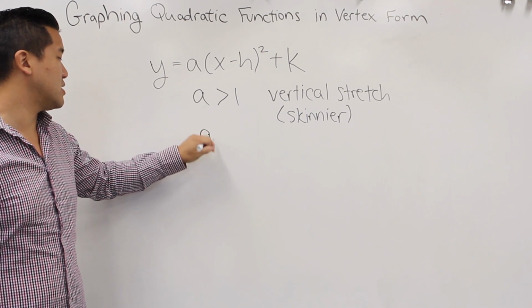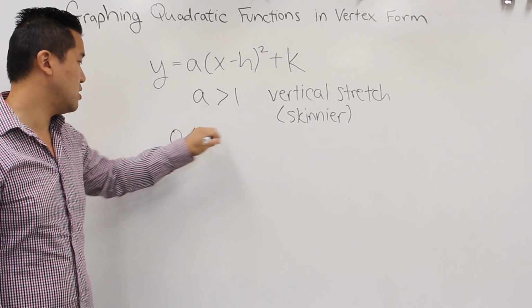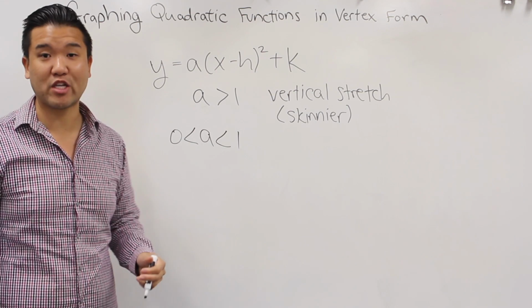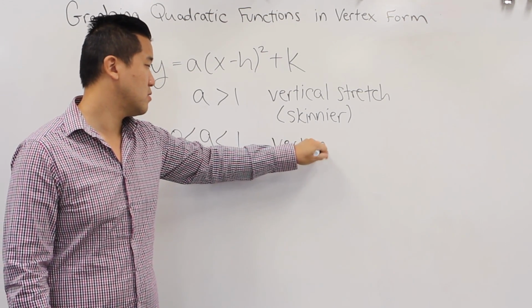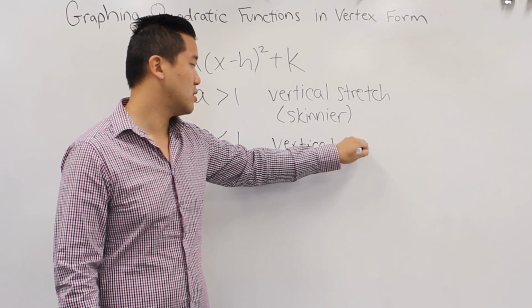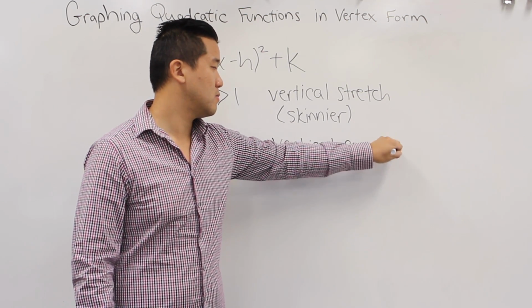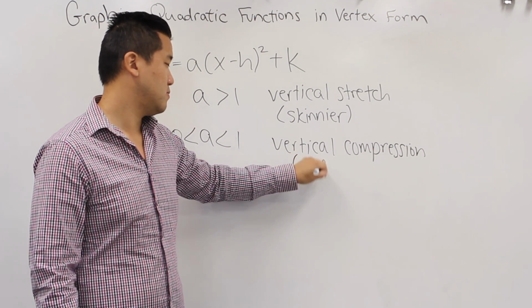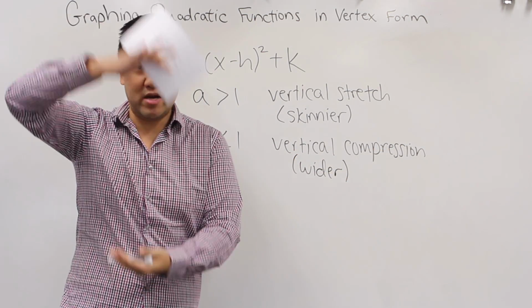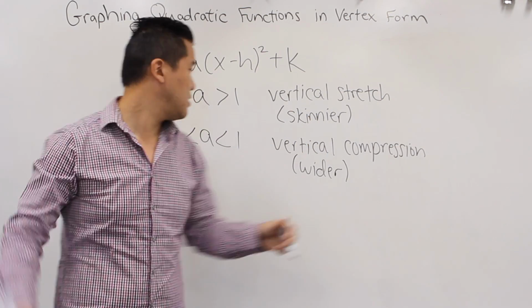If the a value is in between 0 and 1, in other words, it's a fraction, then it's going to be vertically compressed. Compression. So it gets wider. So think of a balloon. If I compress it, it gets wider this way.